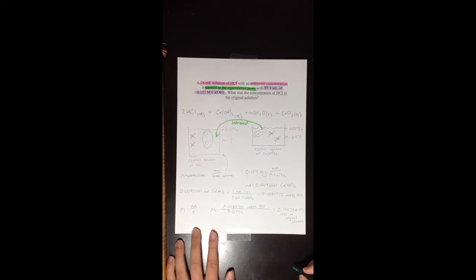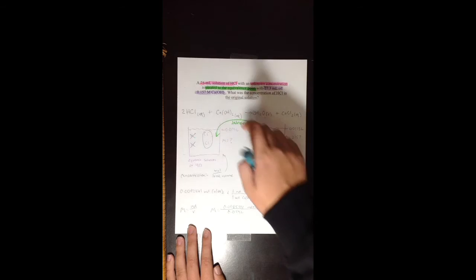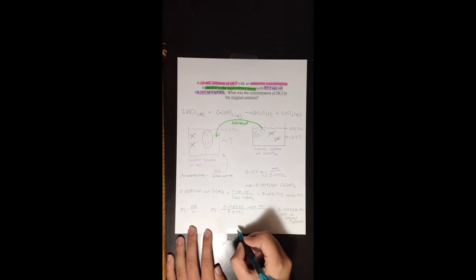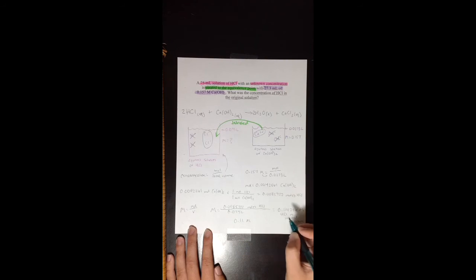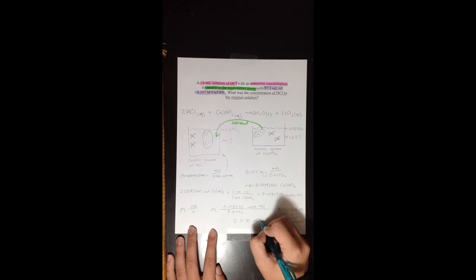If you're using correct sig figs, when you look back at the original equation, there are 2 sig figs to be used from your 75 milliliters. So your correct answer would be 0.11 concentration of HCl.